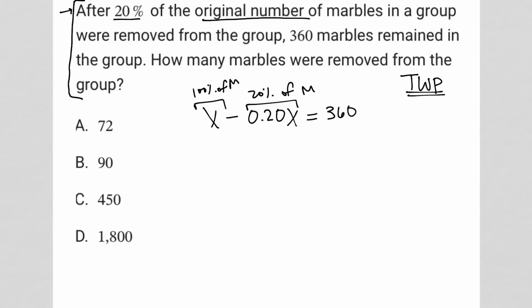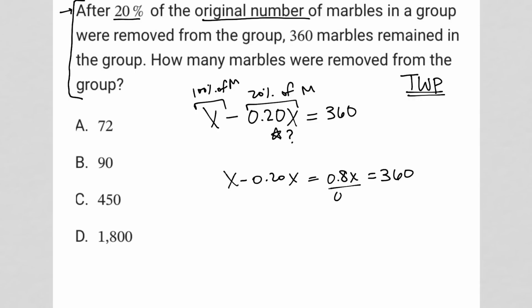How many marbles were removed from the group? Okay, well, we want to figure out this value here. This is what we want to know. What is that 20% of X? So if I complete this mathematically, I'd have X minus 0.20x. That's going to equal 0.8x. And I know that that is equal to 360.